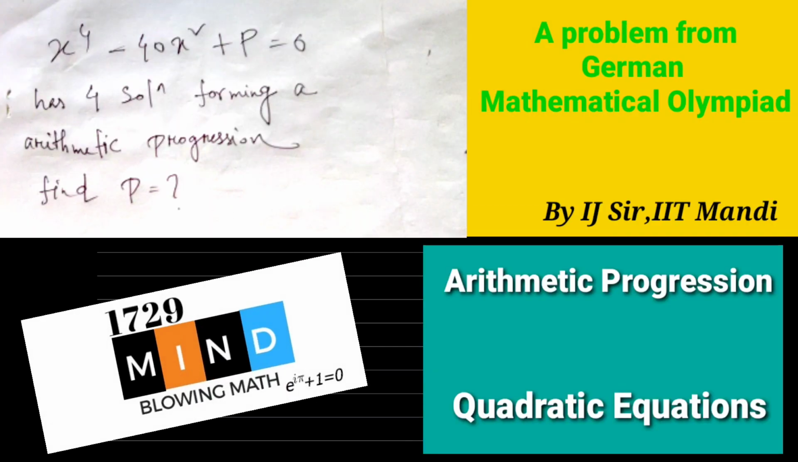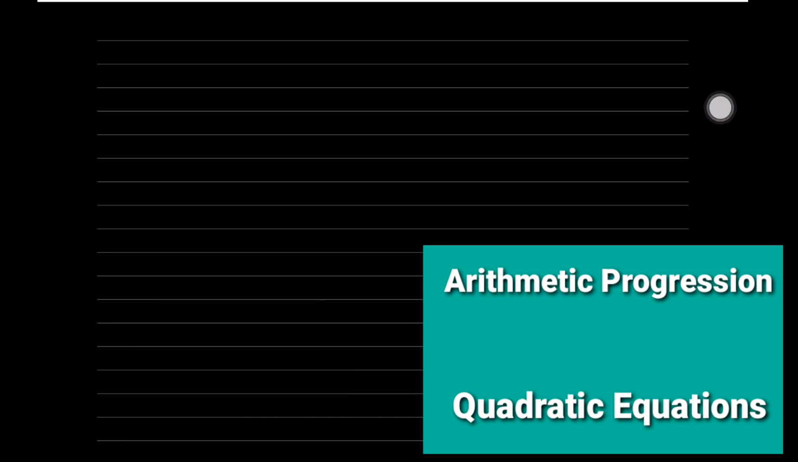So today we are going to solve a question from the German Mathematical Olympiad. The question is: find the real value p so that the equation x to the power 4 minus 40x square plus p equal to 0 has four real solutions, given that the solutions form an arithmetic progression. It's a basic question based on two concepts. One is arithmetic progression and another one is the quadratic equation.